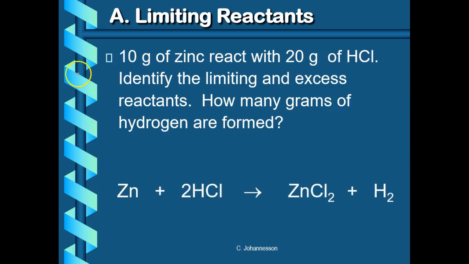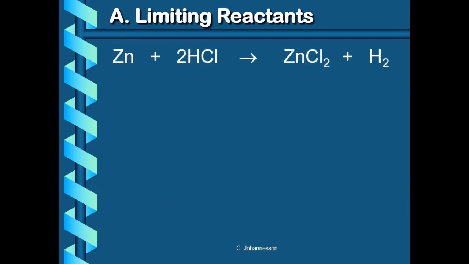Okay, so here's our problem. We've got 10 grams of zinc reacting with 20 grams of hydrochloric acid, HCl. How many grams of hydrogen are formed? That's what we're looking for. So we're going to set up some railroad tracks. I'm going to do it on this next slide so I have room.